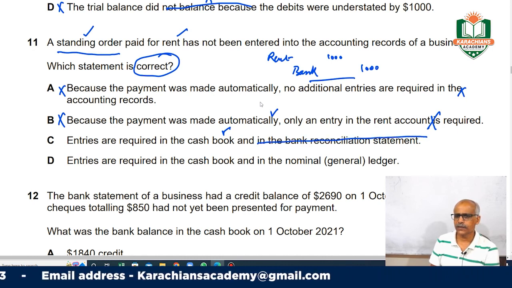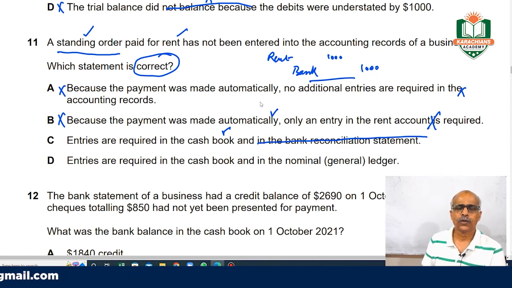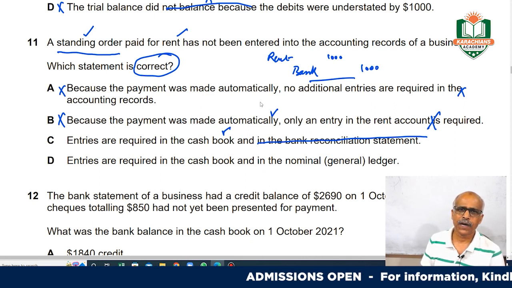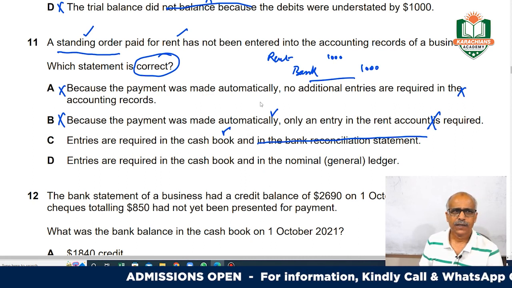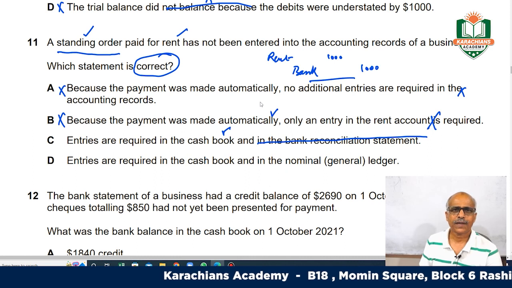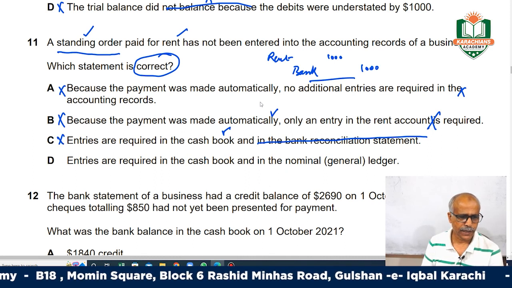No, the bank reconciliation statement is not your book of account. It is a memorandum statement that you put before your management to show the outstanding or reconciling items. So this is also not correct.